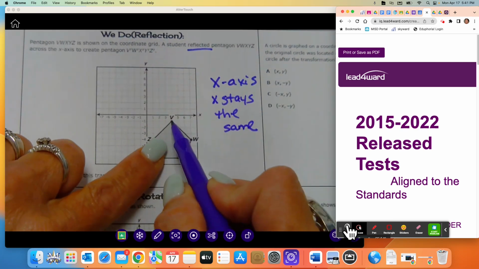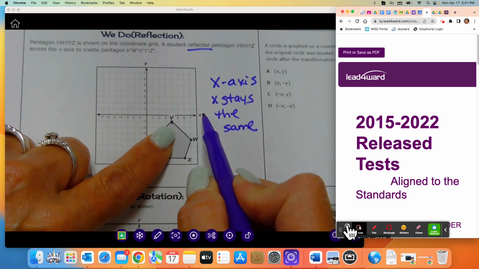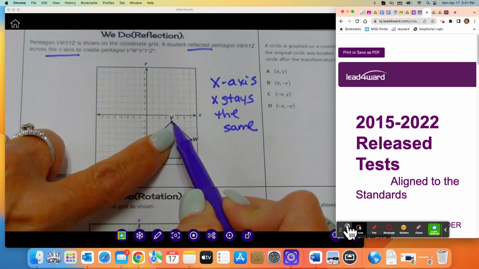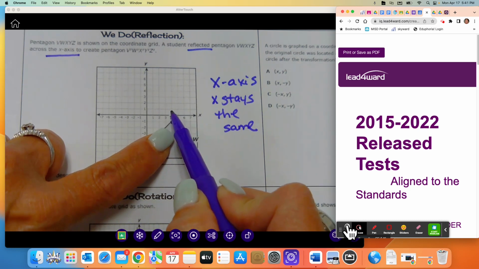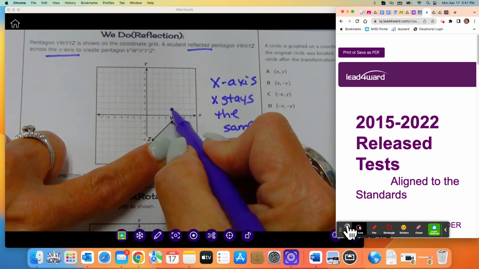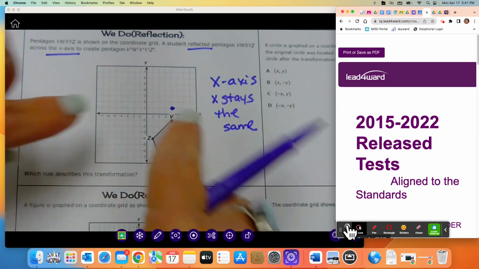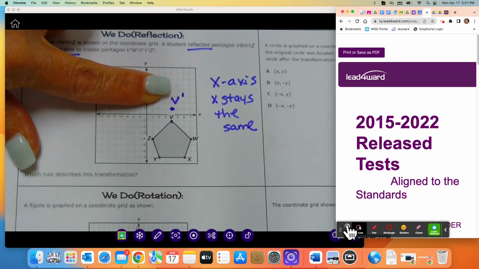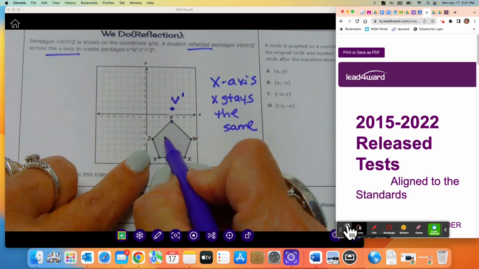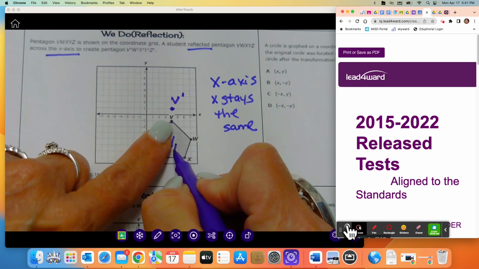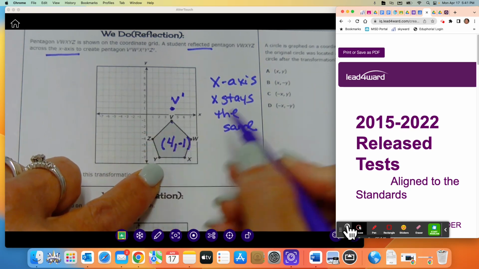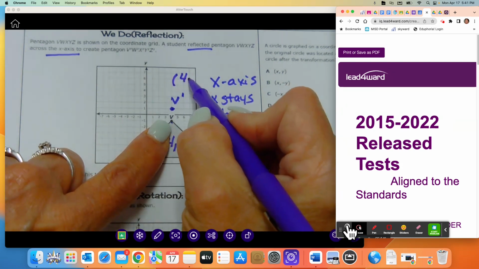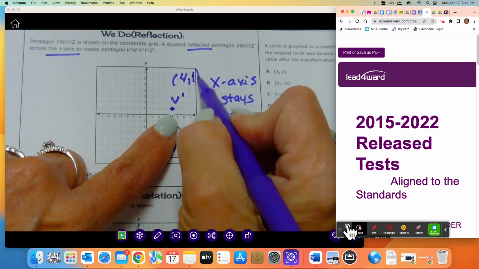So we have V, and here's the x-axis. So it's reflecting across the x-axis. That means it's going to be over here. So if this is 1 down from the x-axis, that means it's going to be 1 up from the x-axis. So if I would fold my paper on this x-axis, my 2 V's would match up, V and V prime. So the ordered pair for V would be 4 down 1, so 4 negative 1. And the ordered pair for V prime would be over 4 up 1. So that would be positive 1.